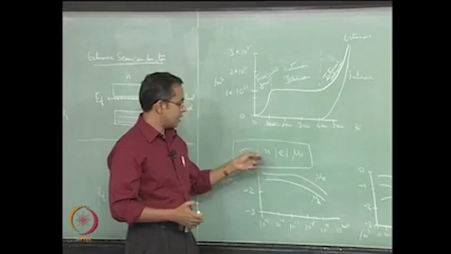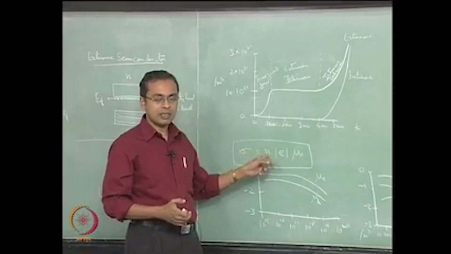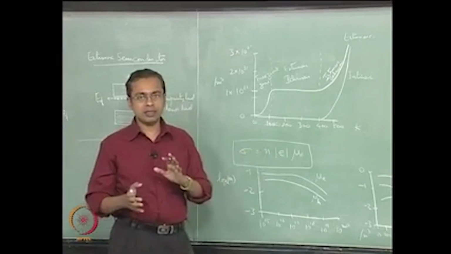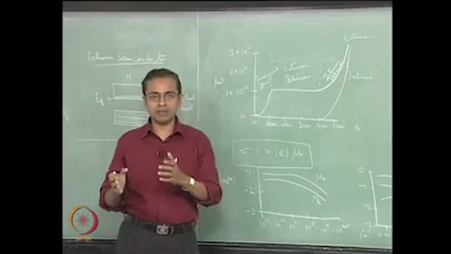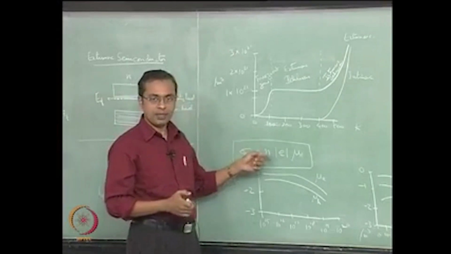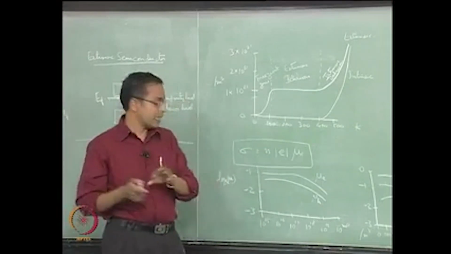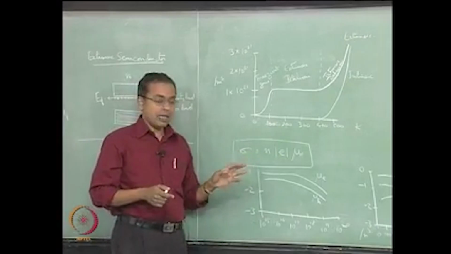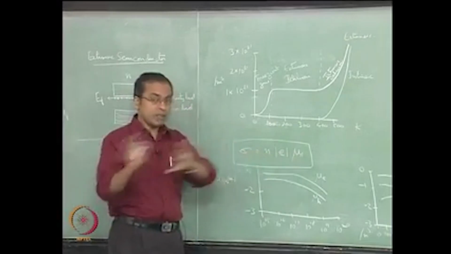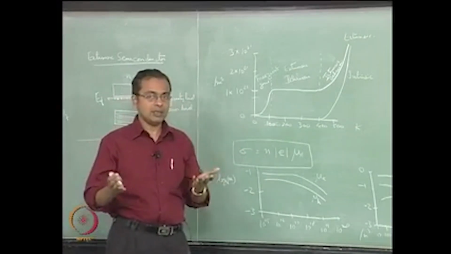We see that the way in which the charge carrier concentration varies as a function of temperature is significantly different for a semiconductor than it is for a metal, and that is the reason why the conductivity behavior is so different. In terms of the mu, actually, the behavior is more or less the same.